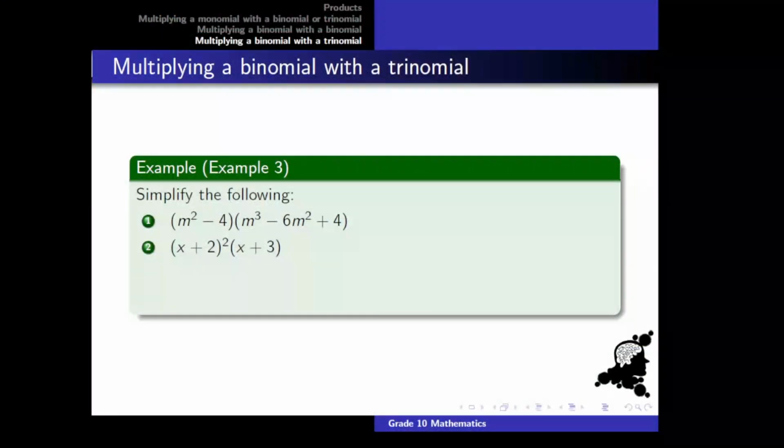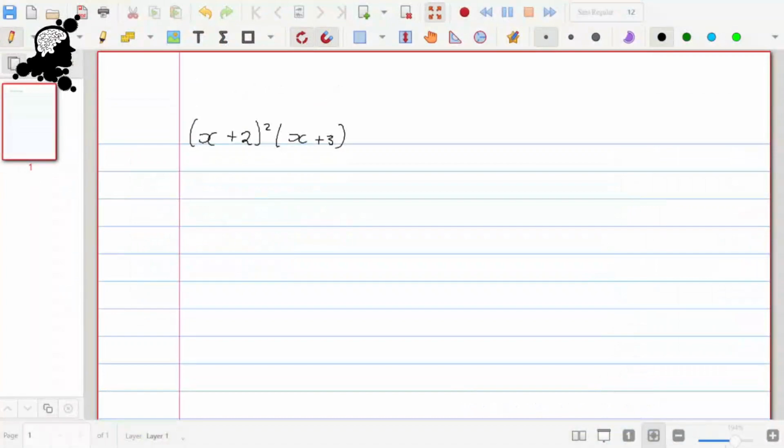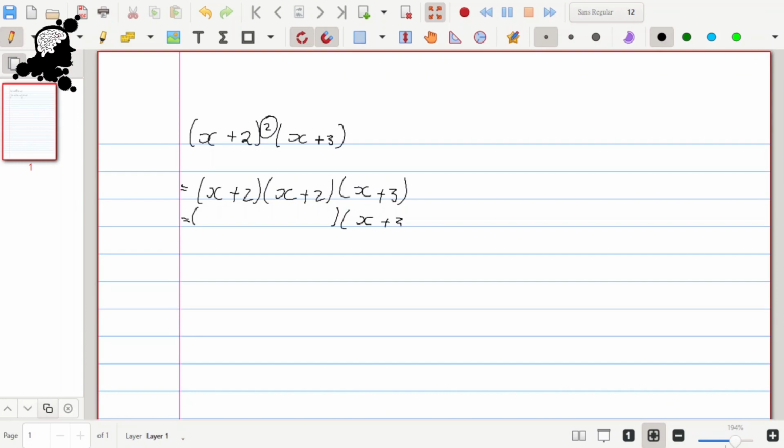Alright, in this question, as you can see, we've got x plus 2 squared into x plus 3. Let's go over to the writing pad and see how we can do this. First of all, we know that the squared here means I need to multiply the bracket by itself twice. So this is going to be x plus 2 into x plus 2 into x plus 3. Now, you will notice that I'm multiplying 3 binomials. What I could do is first multiply out the first 2 binomials. Then I'm going to leave the second one as it is.